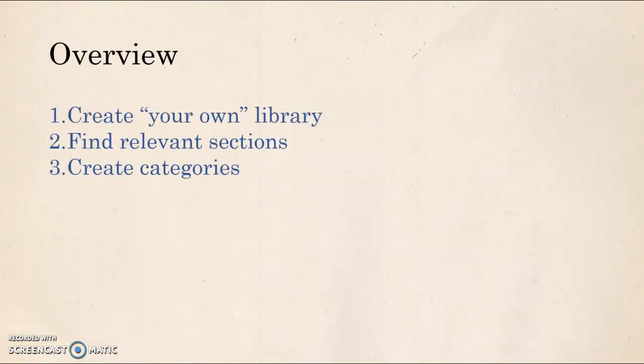So in the second video, we were talking about creating your own library. This is when you actually identify and collect the sources that you're going to have to read. The second step was finding relevant sections. So you have to skim through your sources and highlight the sections that are relevant, and in the third step, creating categories, you had to cut out those sections, write down the sources on the cutouts, and sort these cutouts into different themes.